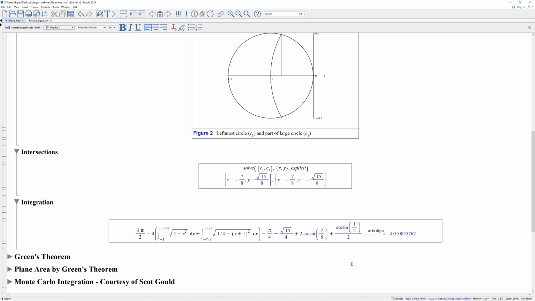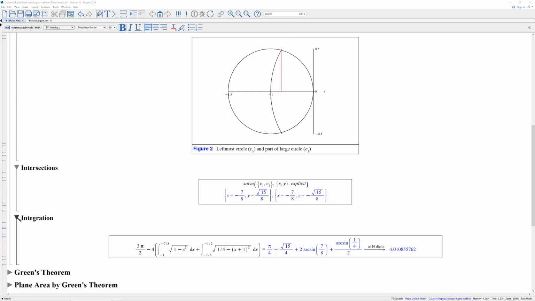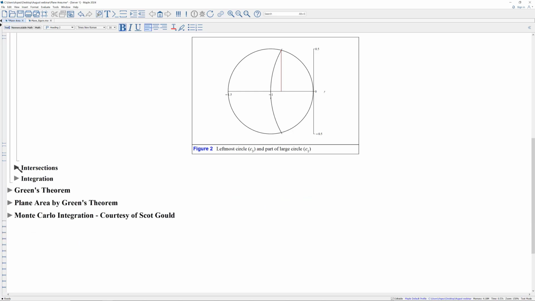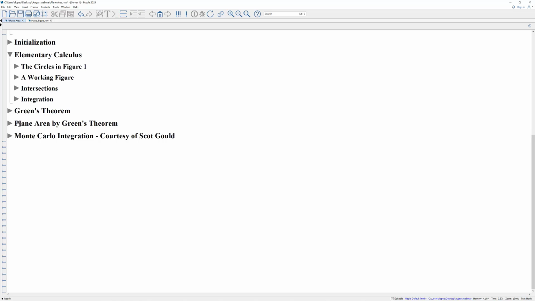So let's do a very quick review of Green's theorem and how it relates to plane area.